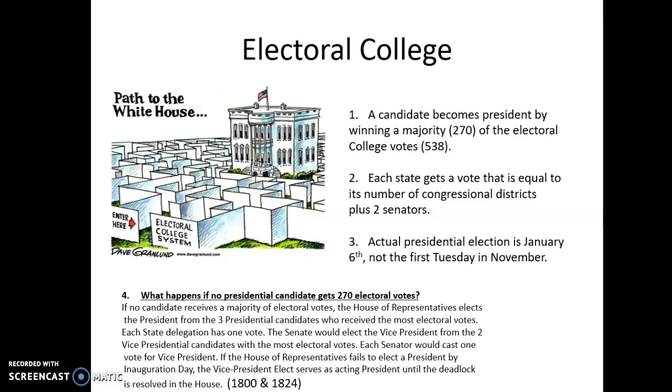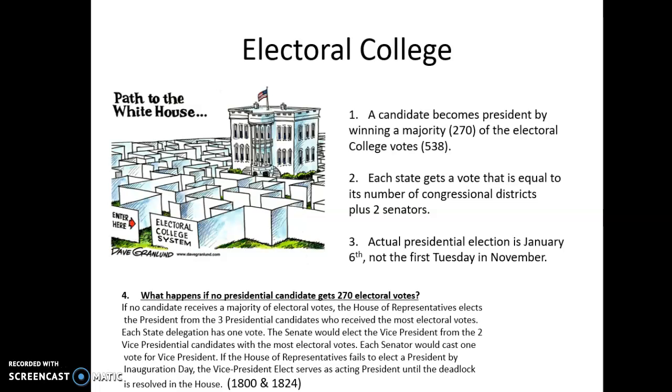So think about the electoral college. In terms of the electoral college and the path to the presidency, a candidate becomes president by winning a majority, 270 of the 538 electoral college votes that are up for grabs. And again, the electoral college system is an indirect way through which the voters elect the president.